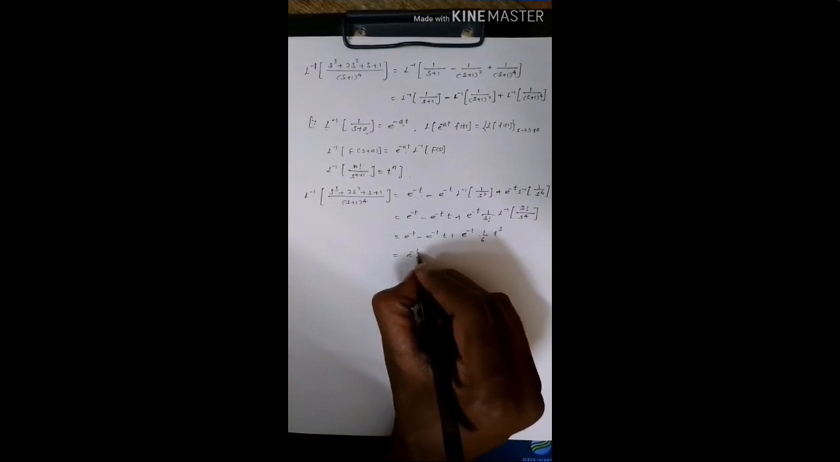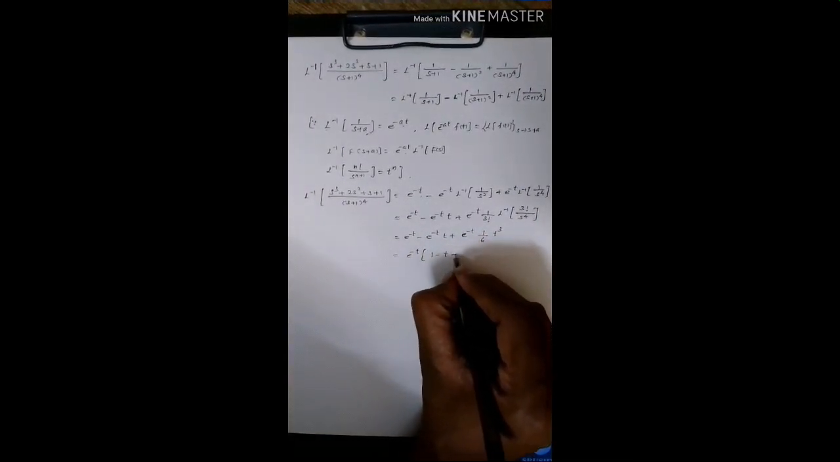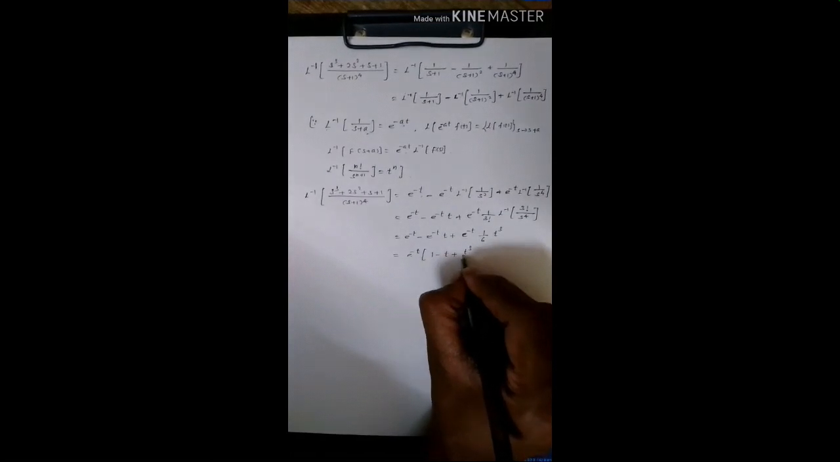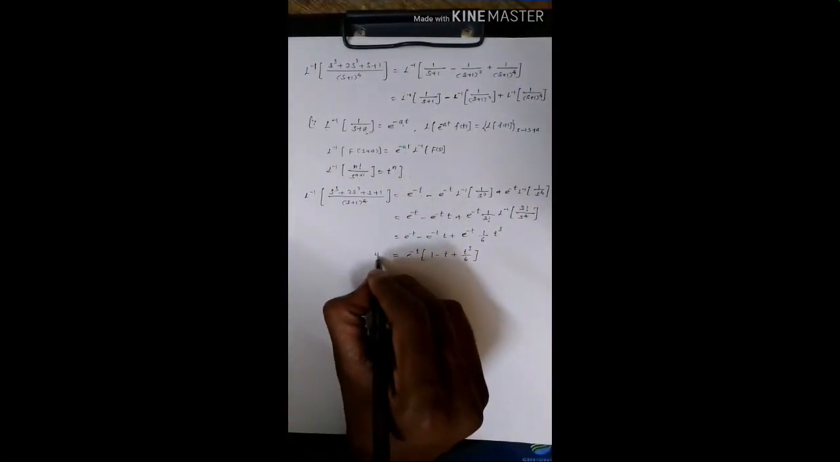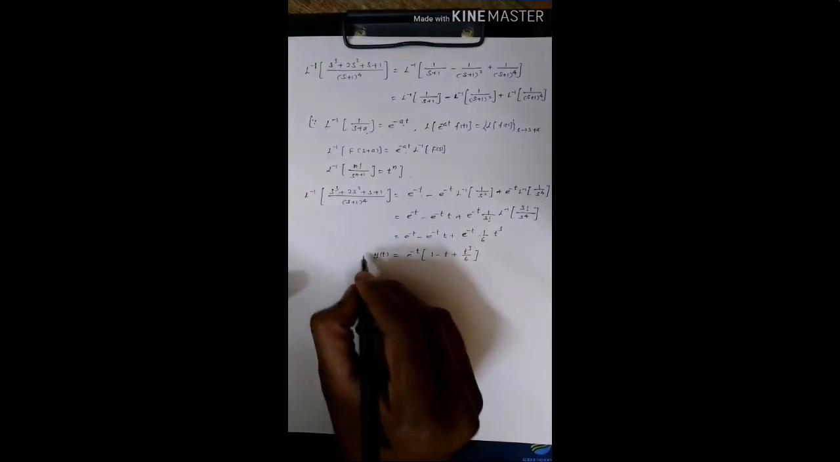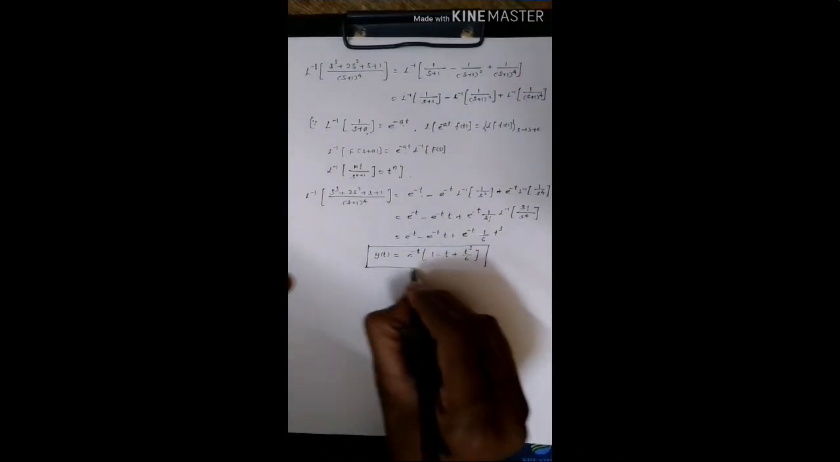Now take the common term e power minus t outside. We get e power minus t into 1 minus t plus t cube by 6. So this is nothing but our y of t. This is our general solution for our given differential equation.